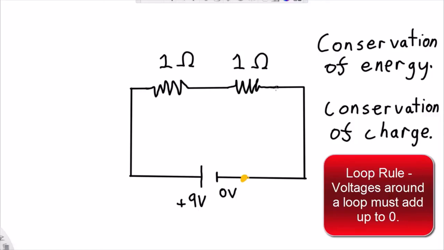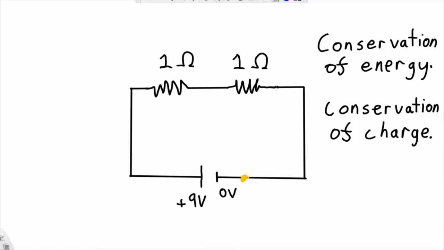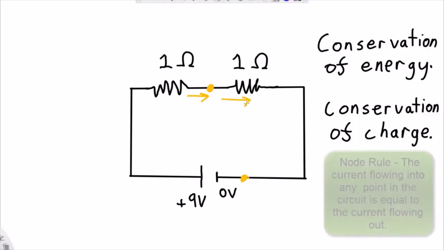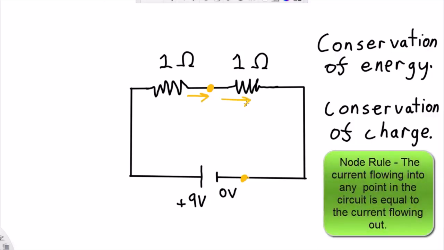However, there's also conservation of charge. And this is what we call the node rule. What that means is if I have a particular point in the circuit, maybe let's choose this point here, then the amount of current flowing into it must be equal to the amount of current flowing out of it. So this is called the node rule. And all that means is that there is going to be no charge building up at any point in the circuit. Therefore, the charge going in must equal the charge going out.